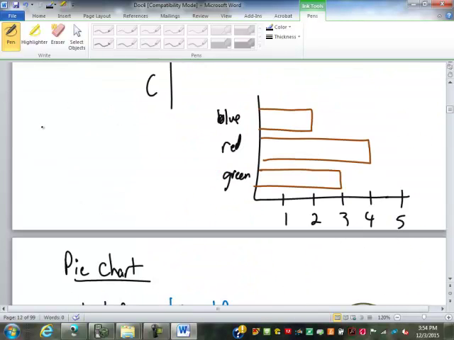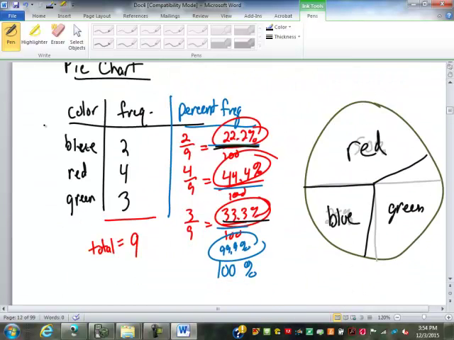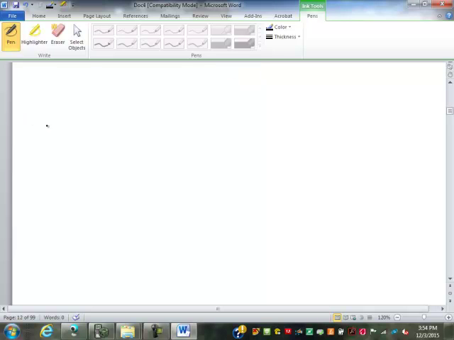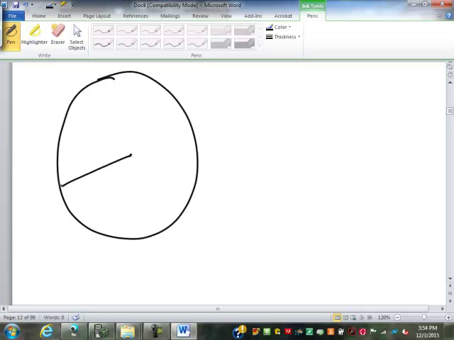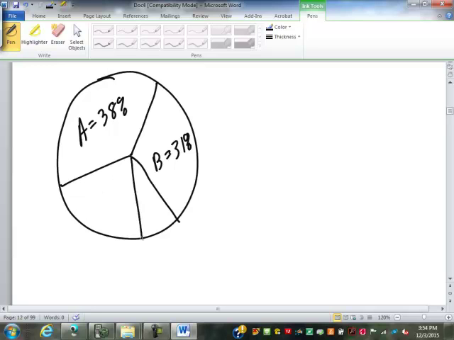Now, reading the bar graph, we went over. That's pretty simple. You just follow it over. Reading a circle graph or pie chart can be a little bit more complex. Let's say A equals 38%. B equals 31%. C equals 12%. And D equals, what's that come out to be? 19%. Very good. Obviously not drawn to scale. It's a little off.